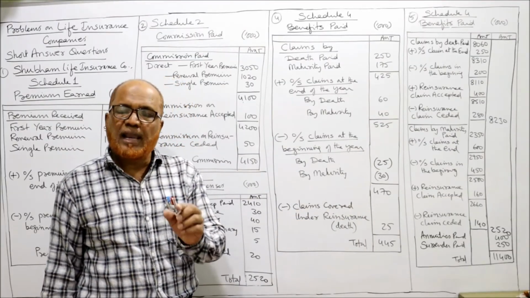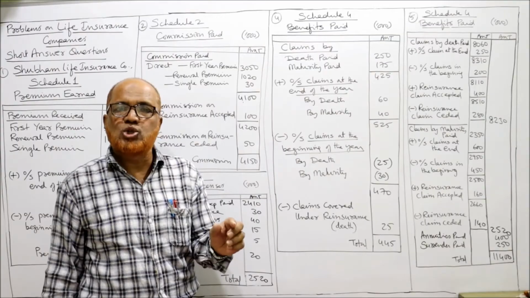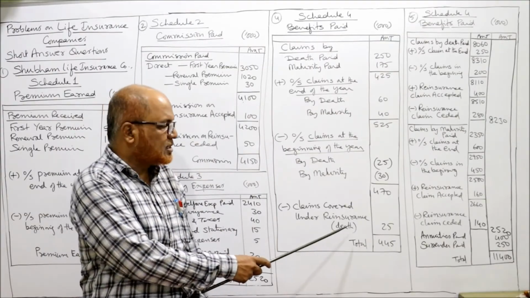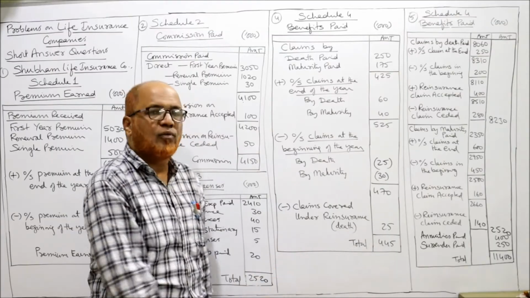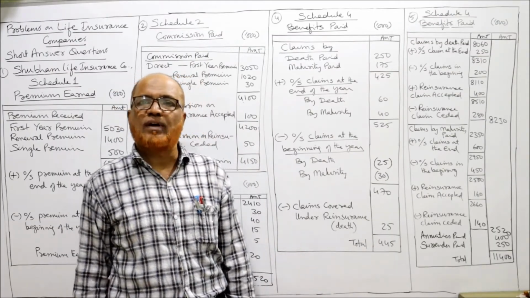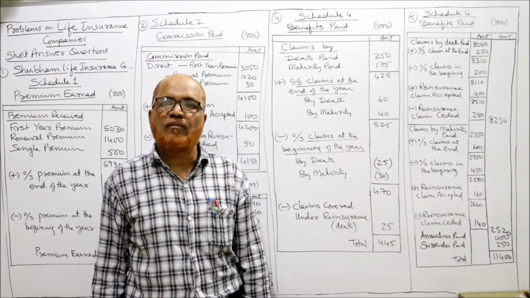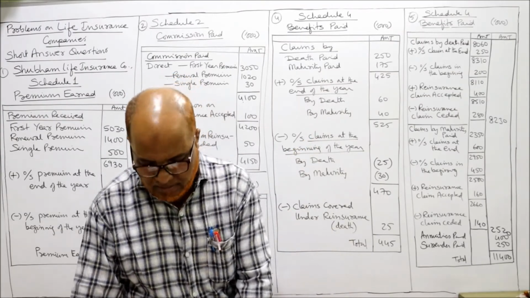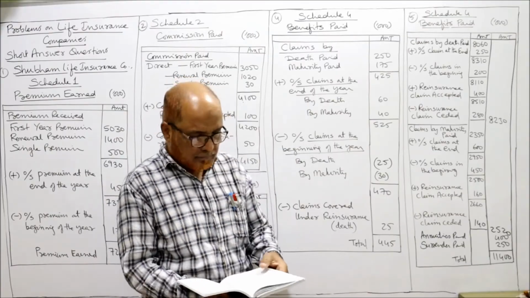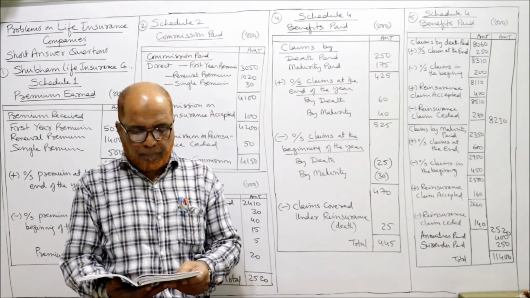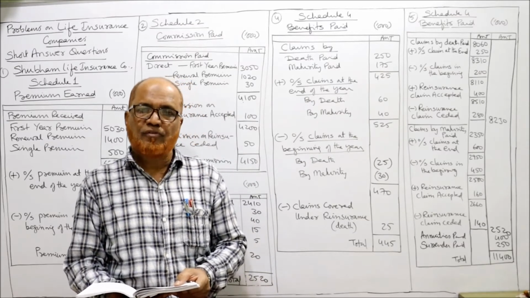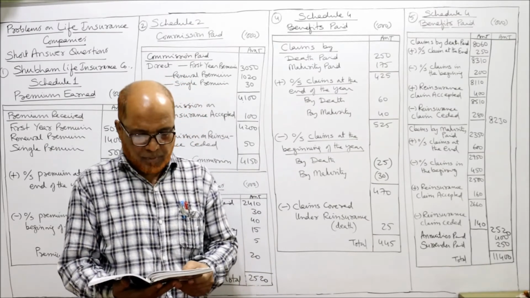Next, claims covered under reinsurance, that will be deducted. तो minus claims covered under reinsurance by death 25. निकाल दिए, 445. तो 445 is the total of benefits paid, schedule number 4. Now next problem, fifth problem. From the following particulars, prepare schedule number 4, benefits paid. Again same. Fourth schedule we have to take, just like the previous problem.